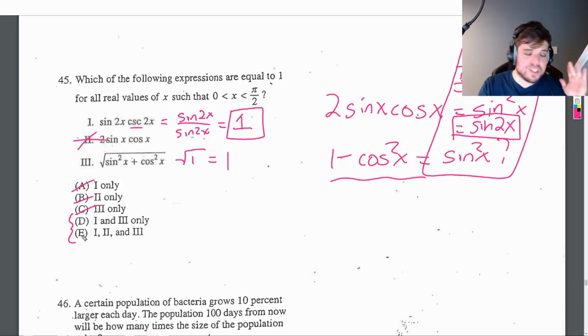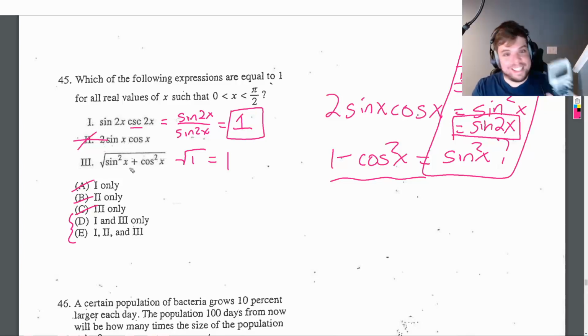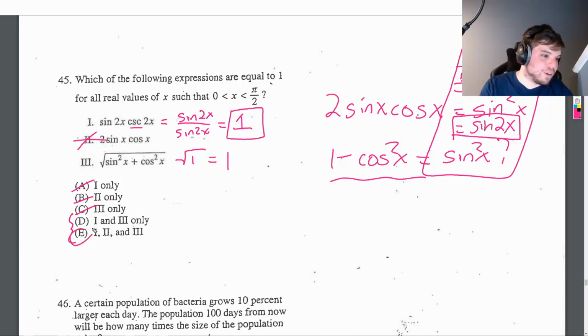And let's say that you were still unsure. Plug in a couple of values into your calculator. 2 sine x cos x. Plug in, I don't know, pi over 6. Don't do pi over 4. Plug in pi over 6. You'll notice that it's not 1. And therefore, you know the answer is D, not E, is D.